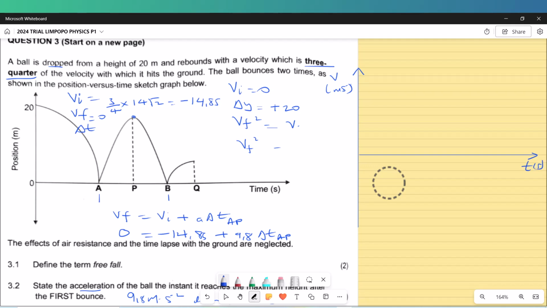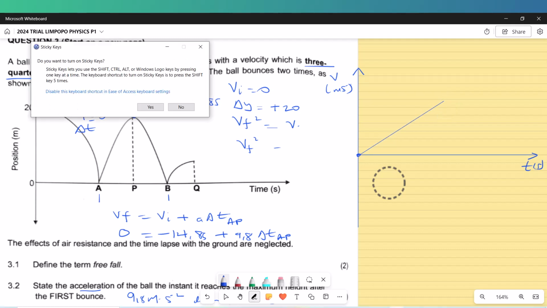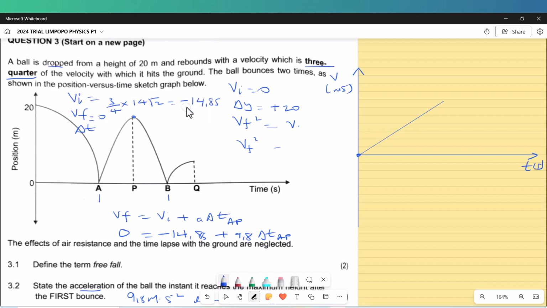Then because it was blocked, I must start from here. Now because I chose down as positive, it means the velocity for hitting the ground is going to be somewhere here on the positive side. Because they are both in the same direction, we just add them in this case. So this is my velocity for hitting the ground.